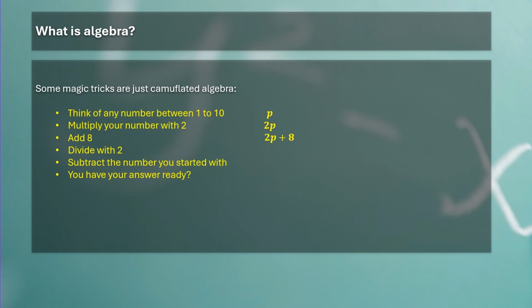When we divide by 2, we must have both the number of purses and the number of coins. That gives us p plus 4. Finally, we must subtract the number we started with. The number we started with was p. If we take away p, we're left with 4.